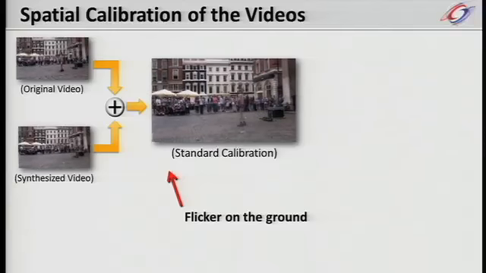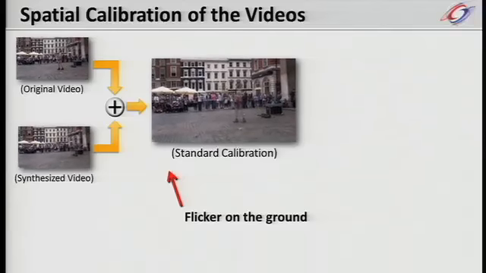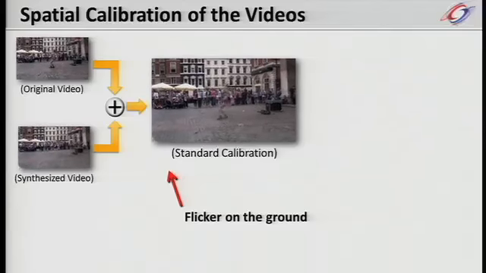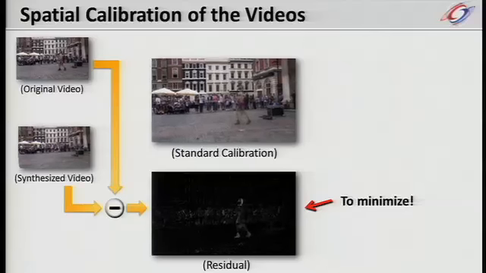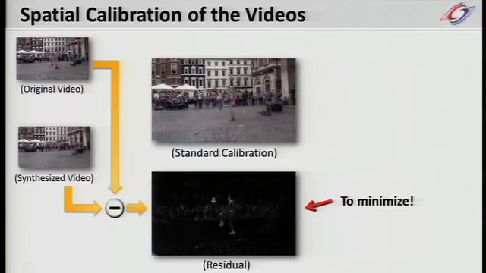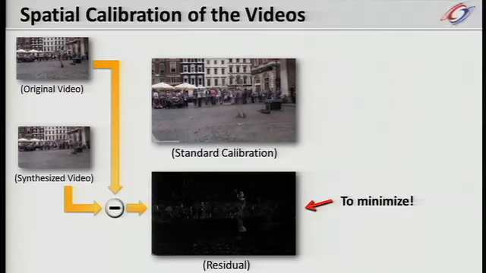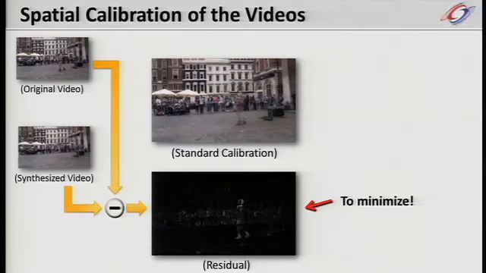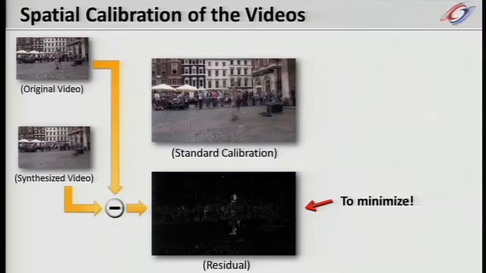So to recover from this, we took the difference between these two videos and we further optimized the camera pose to minimize such a difference. In this way, we take into account all the pixels in the image. And this is what we obtain, a more stable calibration with no flicker.